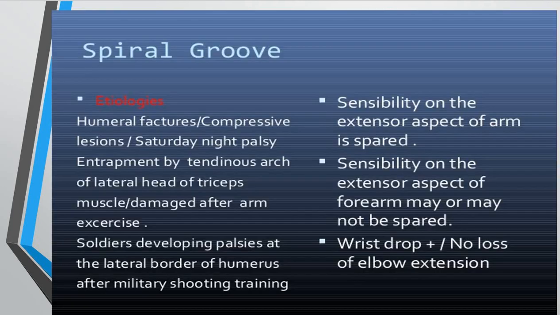At the spiral groove level, causes can be humeral fractures, compressive lesions, Saturday night palsy, entrapment by tendinous arches of the lateral head of the triceps muscle, damage after arm exercise, and palsies developing at the lateral border of the humerus after military shooting training. Sensibility on the extensor aspect of the arm is spared, meaning it escaped. Sensibility on the extensor aspect of the forearm may or may not be spared, which is rare. Wrist drop will be present with no loss of elbow extension.